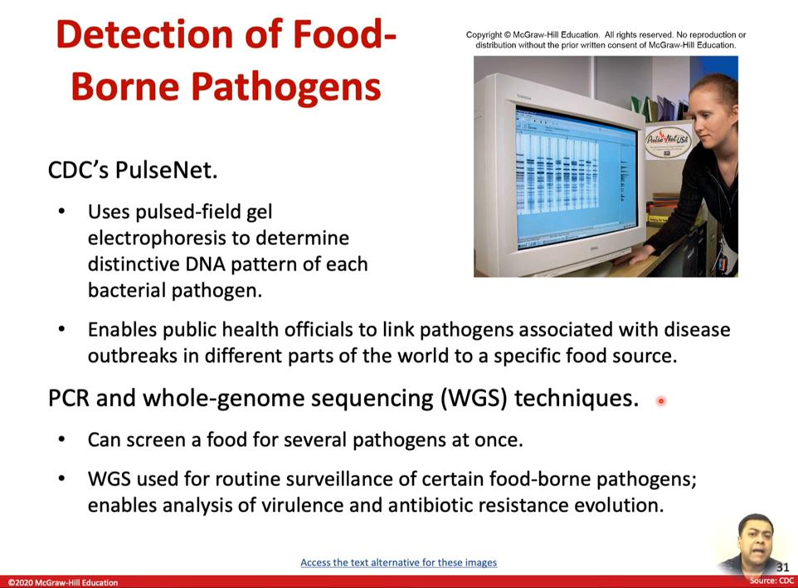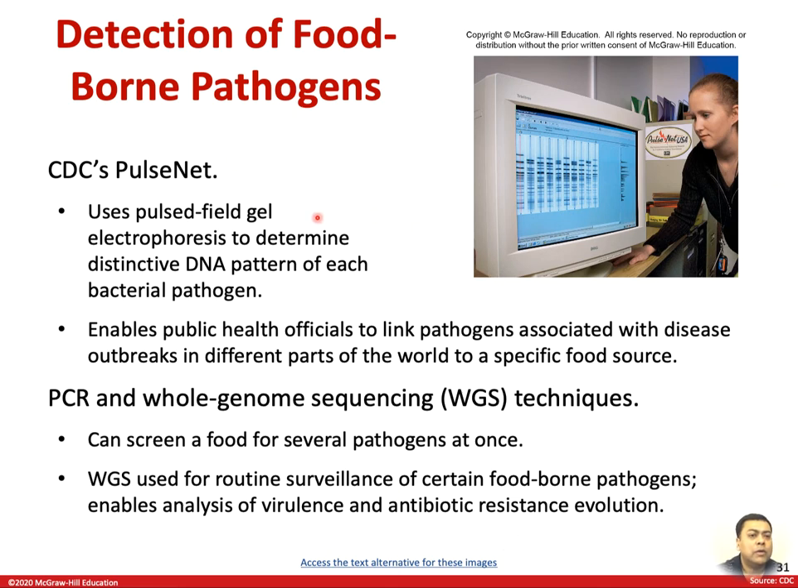So a few years back, there was a European strain of E. coli, which is known as O104:H4, that was detected, which is a novel strain that was detected within 1 month of the outbreak by this whole genome sequencing technique, which is very, very powerful. The WGS is used for the routine surveillance of certain foodborne pathogens and also to analyze the virulence and antibiotic resistance evolution of those foodborne pathogens.